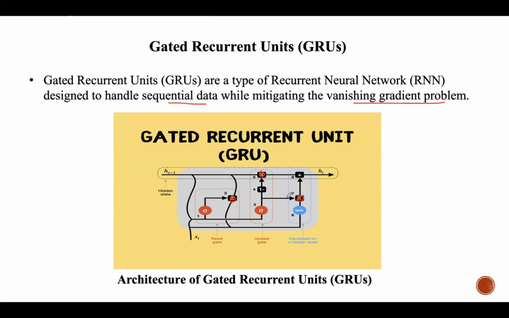Coming to the data flow in this GRU architecture, first you take inputs. You can see there are two gates, the reset gate and the update gate, and we have a candidate for the hidden state. So what are the inputs? X_t as well as h_(t-1). Okay, this is the previous hidden state.